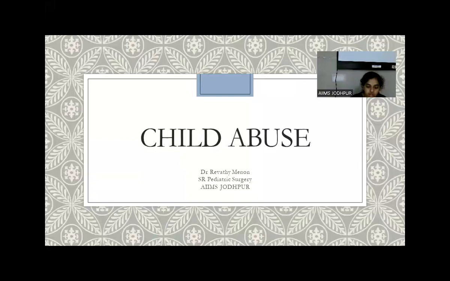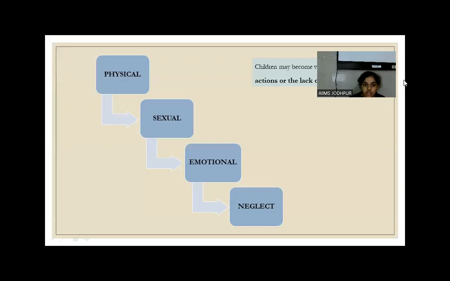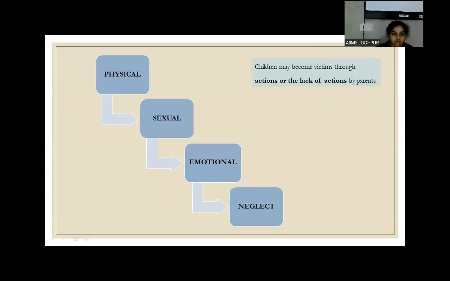Good morning, everyone. Today I'll be talking about the topic of child abuse. Child abuse can be mainly categorized into physical abuse, sexual abuse, emotional abuse, or neglect. It is said that children usually become victims either through the action or through the lack of action by their parents, which results in abuse or neglect.